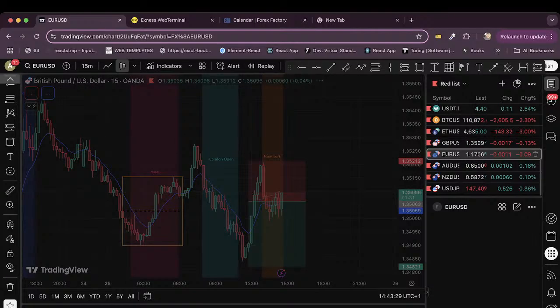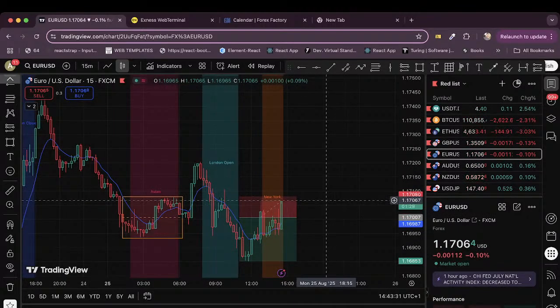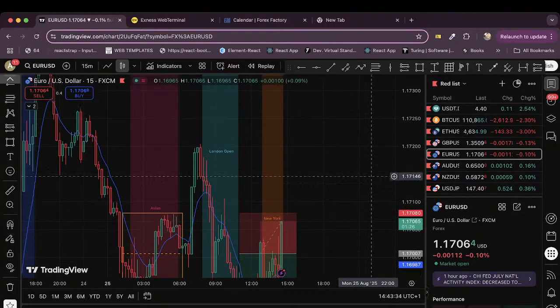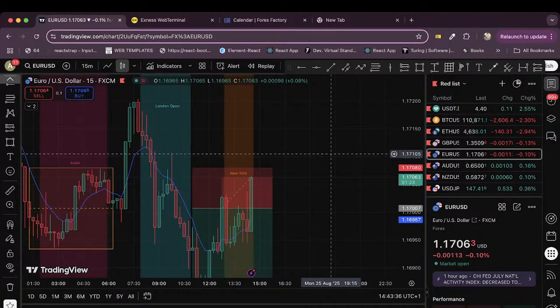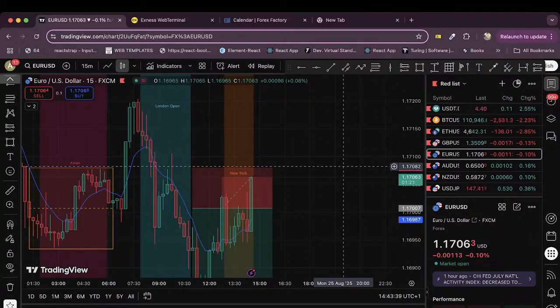I don't know if I should adjust my stop loss here. There is no need. Remember, that's a bad thing to do. If you have your stop loss in, you leave it where it is. There's no need to adjust it.